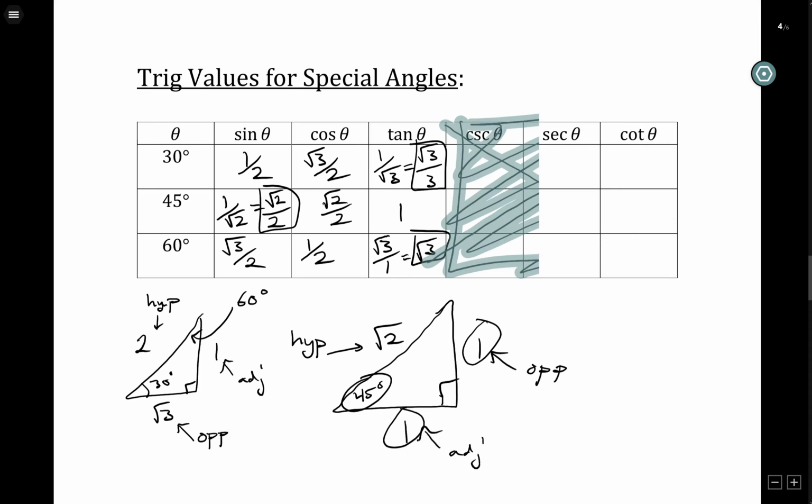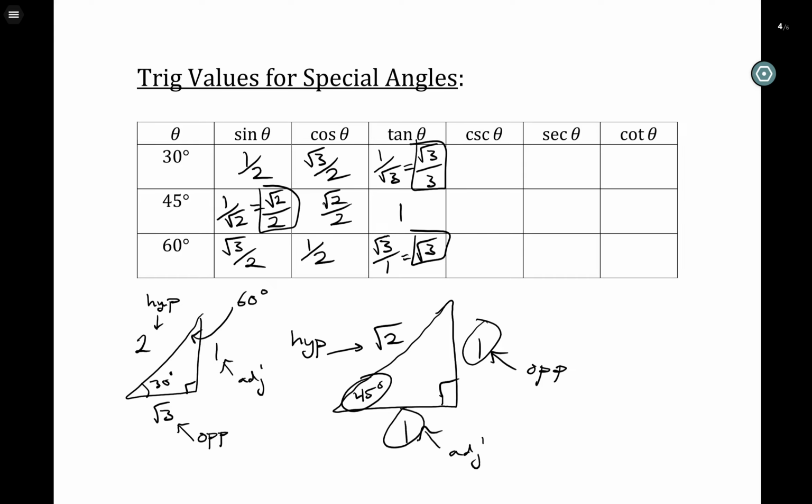All right, so again, don't worry about the cosecant, secant, and cotangent. All we have to do is reciprocate. Just worry about sine, cosine, and tangent here. And we're good.